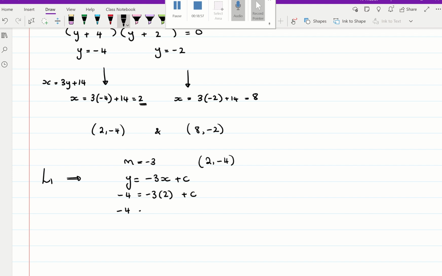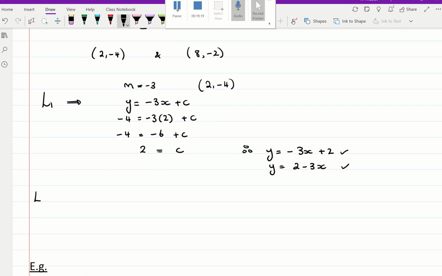This is negative 4. This is a 2. So negative 4 equals negative 6 plus c. I'm going to add 6 to both. Negative 4 add 6 is 2. So this is y equals negative 3x plus 2, or if you want to write it, y equals 2 minus 3x. That's also perfect. So that's line 1, or L1, then this one is m equals negative 3 again, and it's going to be 8, negative 2.